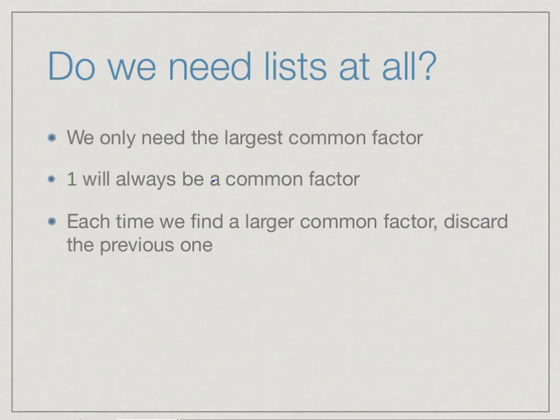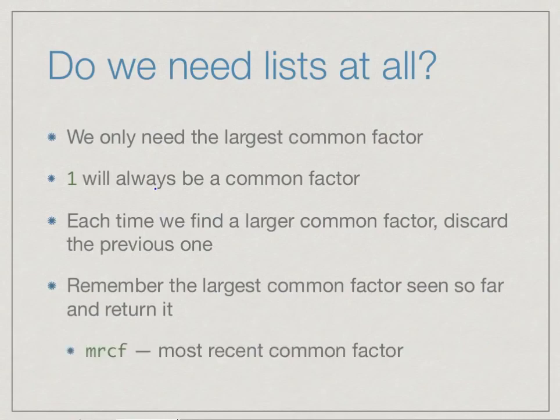Each time we can start with 1, and each time we find a larger common factor, we can discard the previous one. We don't need to remember all the common factors, we only need the largest one. So this can greatly simplify our strategy because we don't need to keep the list of every possible common factor. We just need to keep the largest one that we have seen.